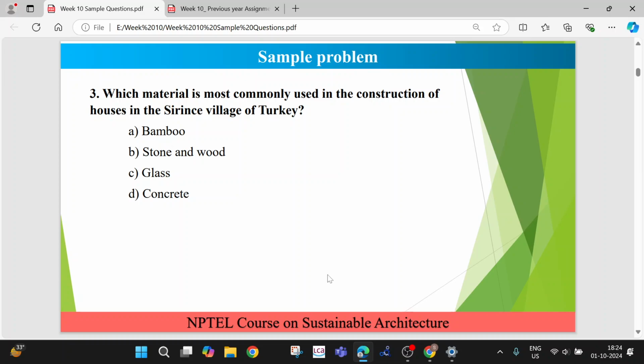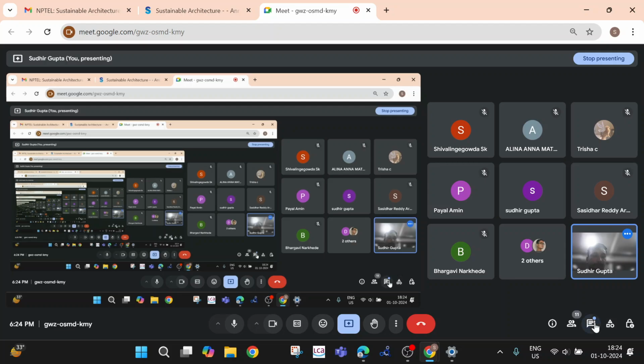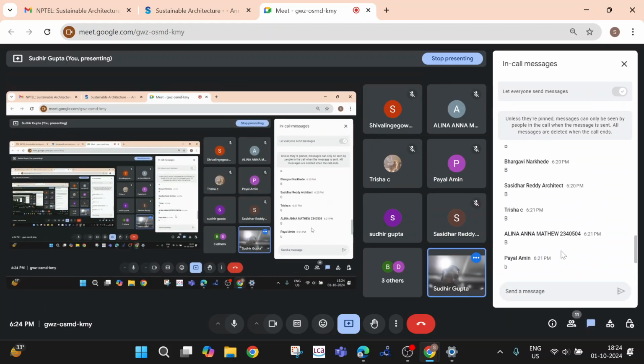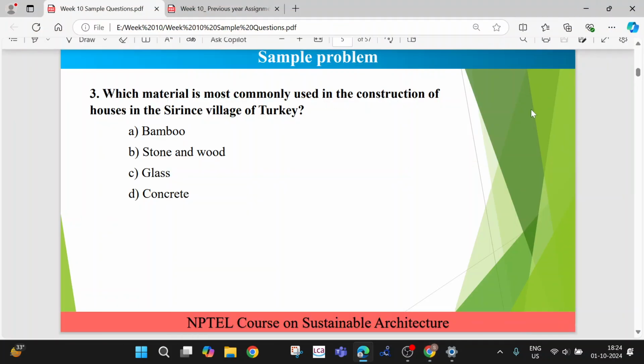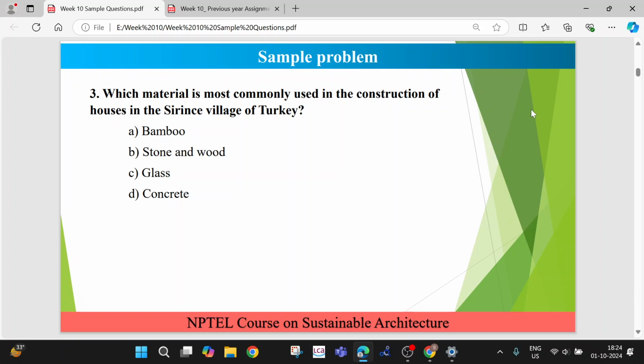So for the third answer, let me see. Okay, so for third also B, stone and wood. So all of you have given the right answer. In the Syrian village, the most commonly available material is stone and wood, and those are used for the construction, as explained in the case study as well. These materials are abundant in the local areas, and they are well suited for the cold climate conditions that prevail there. Fine. So can we move to the next question?